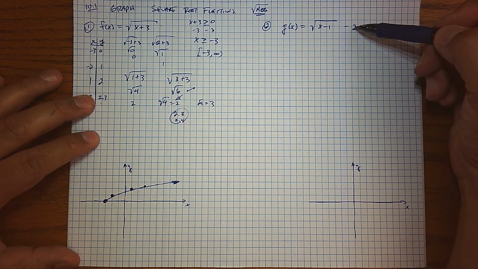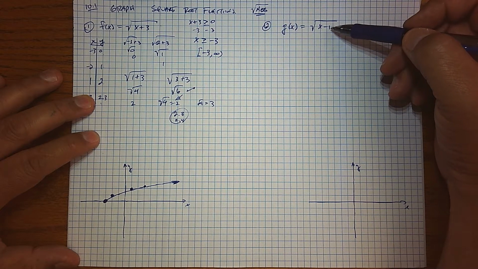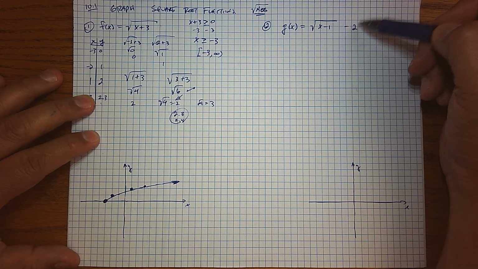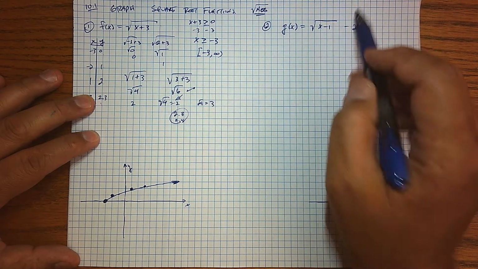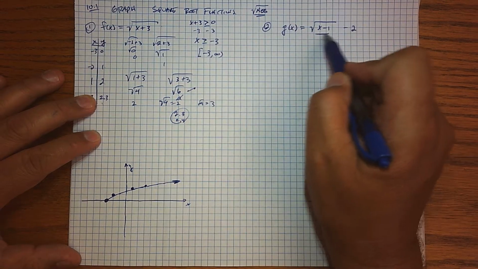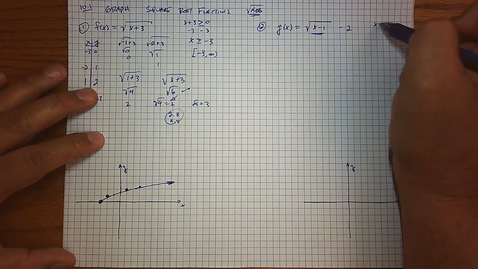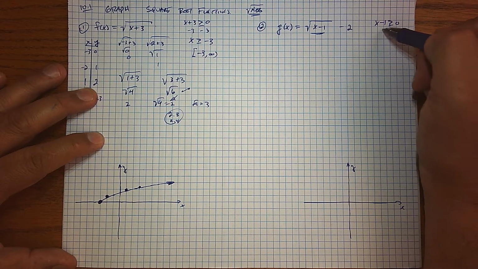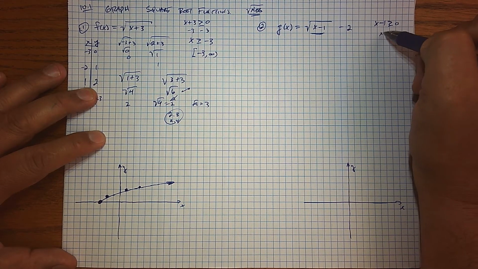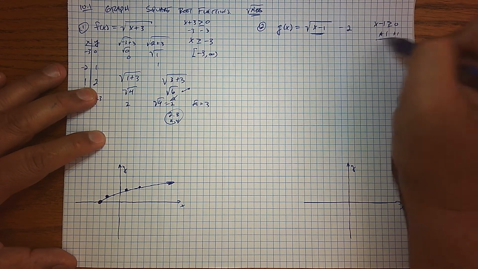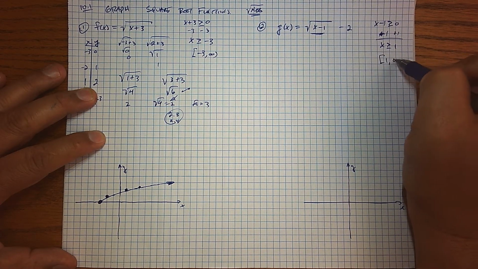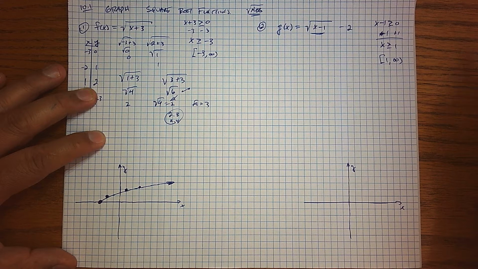For the next one, we've got the square root of x minus 1, minus 2. So again, as far as my domain is concerned, there's only one piece that I'm worried about. I want to make sure that x minus 1 is greater than or equal to 0. And so if we add 1 to both sides, we get x is greater than or equal to 1. So in interval notation, everything starts off at 1.